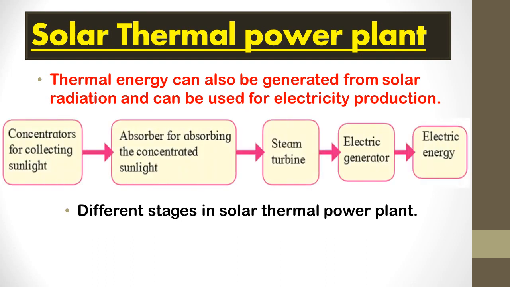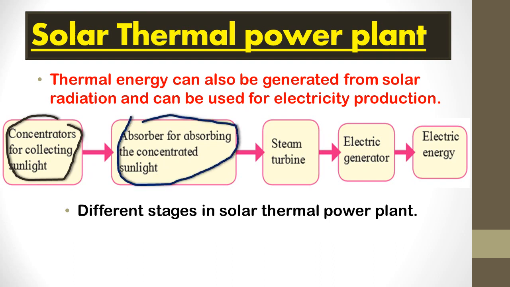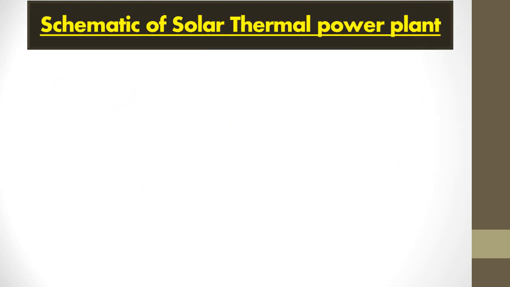First are concentrators for collecting sunlight. Now what are concentrators? These are a group of mirrors that focus the sunlight, and then an absorber absorbs the concentrated sunlight. The mirror reflects light to the absorber, and then the sunlight is absorbed. Next is the steam turbine, which is connected to the electrical generator, and then electricity is generated.